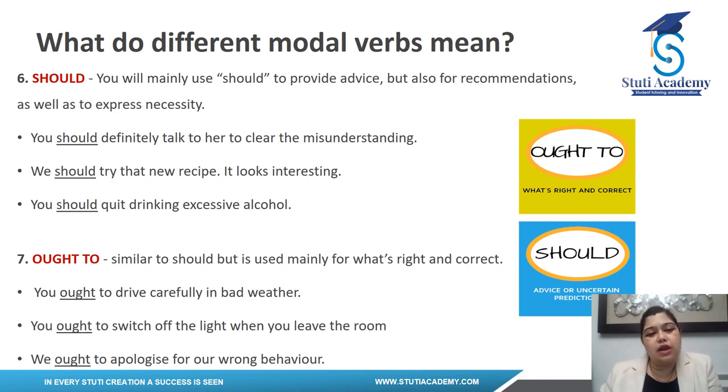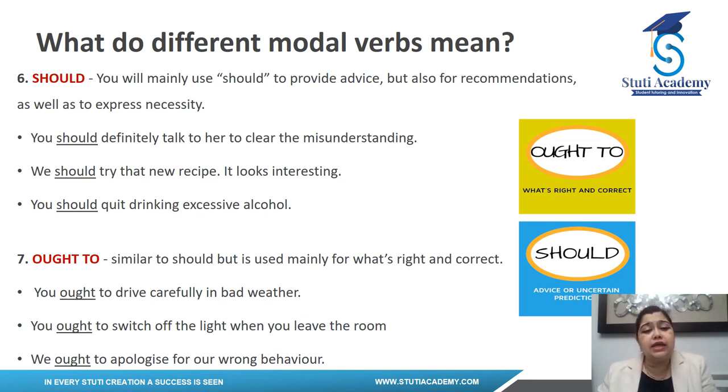So the first one, you should definitely talk to her to clear the misunderstanding. You don't need to clear understandings, do you? So I am recommending or advising you that you should definitely talk to her. And when I'm saying definitely, I'm talking about a necessity of it as well.